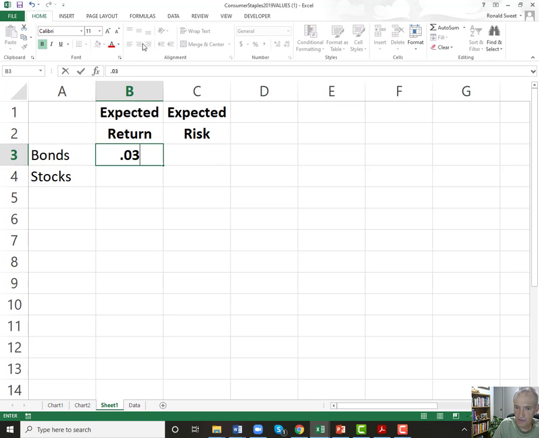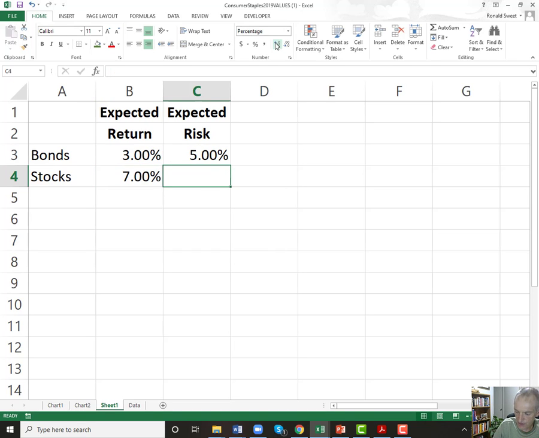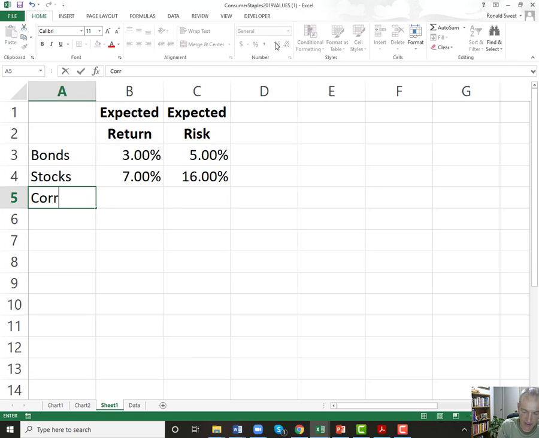Let's see. We think bonds will make 3% because interest rates are so low. And let's say the risk is 5%. Bonds are a little more dangerous. And let's say stocks are going to make 7% with the risk of 16%. So there's my assumptions. The last assumption we need is correlation.